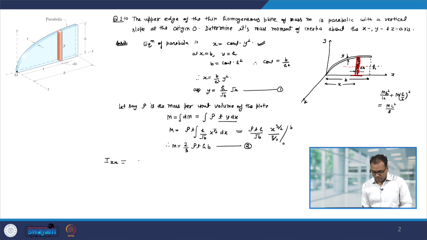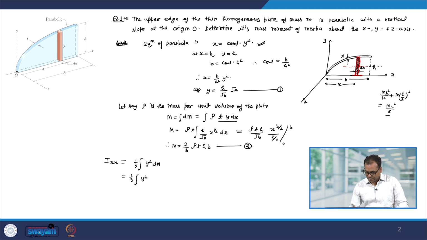So, let me write it down. It will be 1 by 3 integral y square into dm. So, 1 by 3 is this factor, and in place of L we have y here because there is no fixed L, it varies as a function of x according to the equation of the parabola. So, it will be y square, and then in place of m we have dm. Now, let us find out this: it will be 1 by 3 integral y square dm.